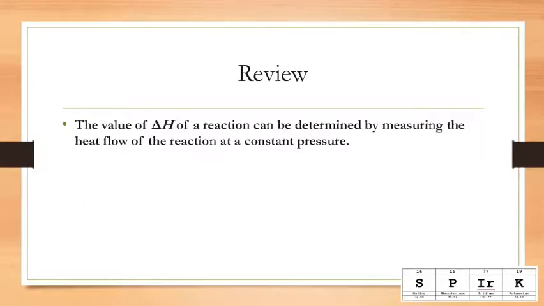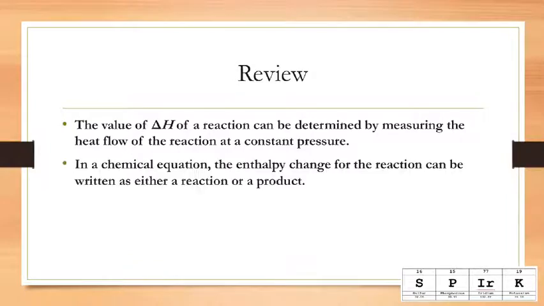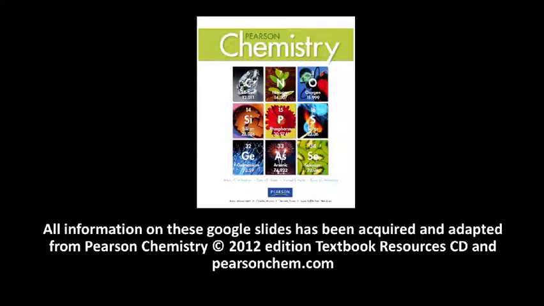So in review, the value of delta H of a reaction can be determined by measuring the heat flow of the reaction at a constant pressure. In a chemical equation, the enthalpy change for the reaction can be written as either a reactant or a product. And the Q of the system equals the delta H, which is equal to the negative Q of the surroundings, which equals negative mC delta T. And that's it for section 2.